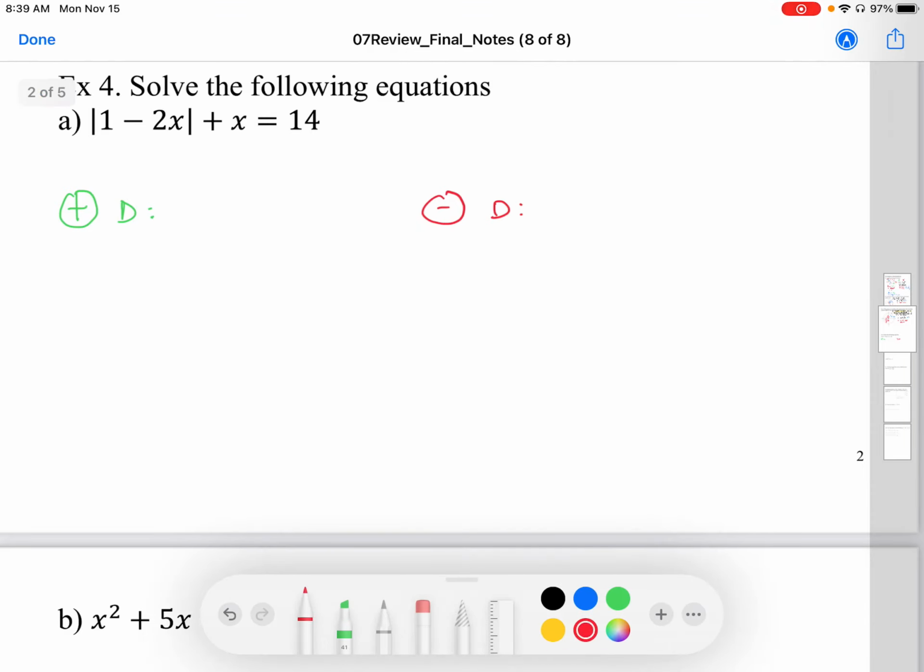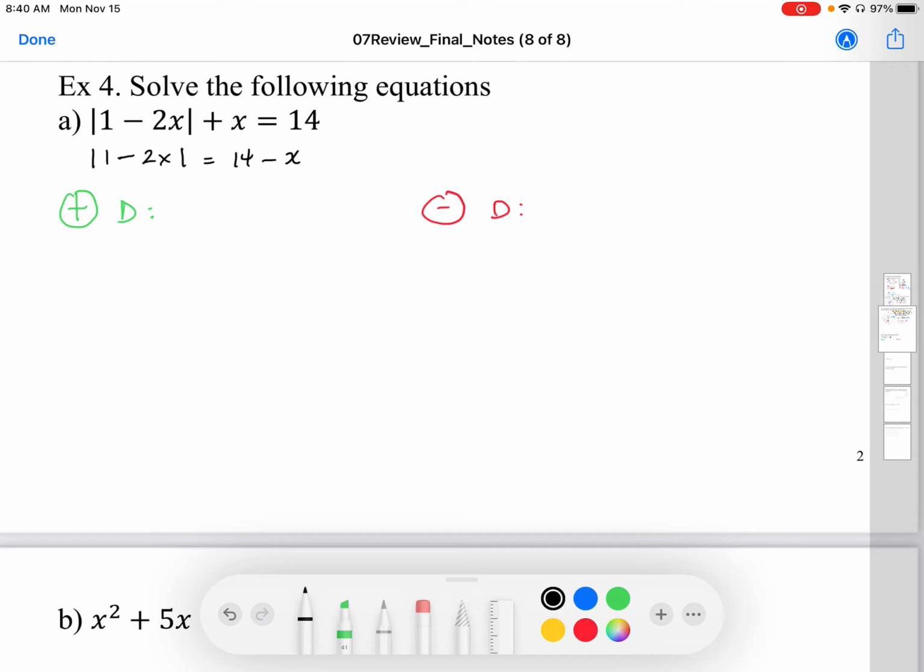In solving these equations, we want to first of all isolate the absolute value expression. So we're going to do that first. We're going to do 1 minus 2x is equal to 14 minus x.